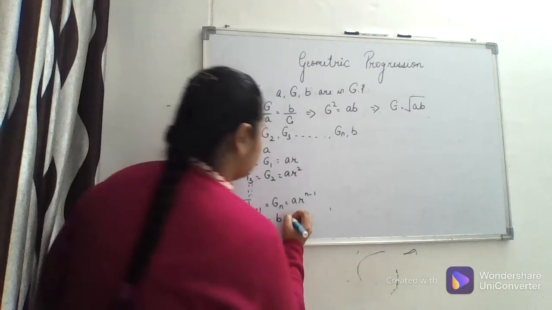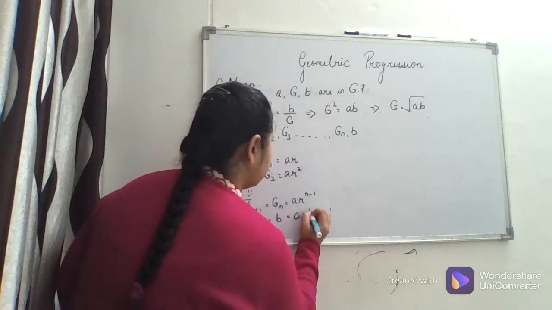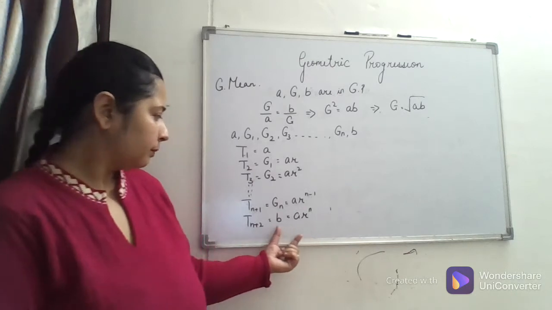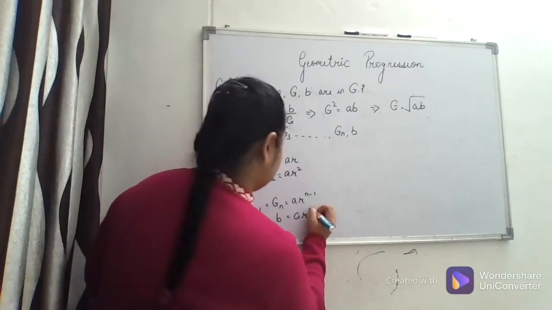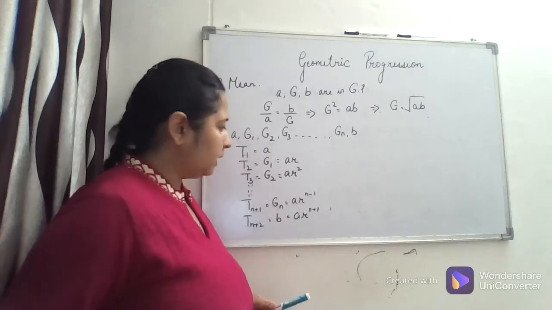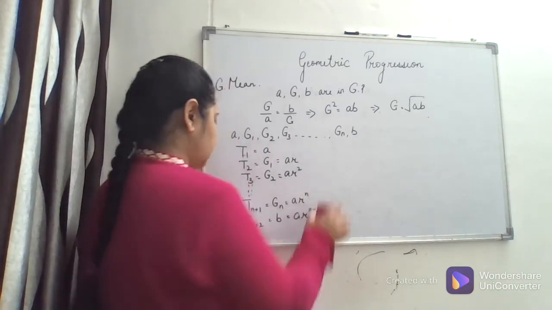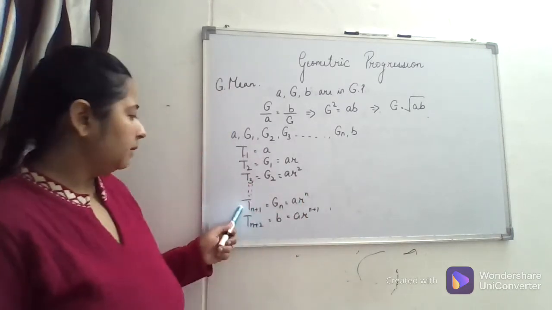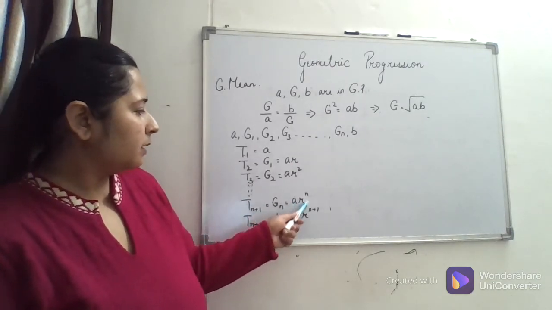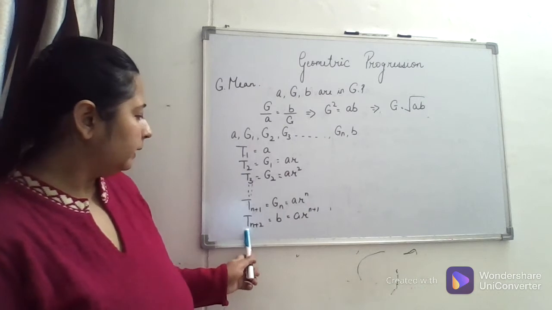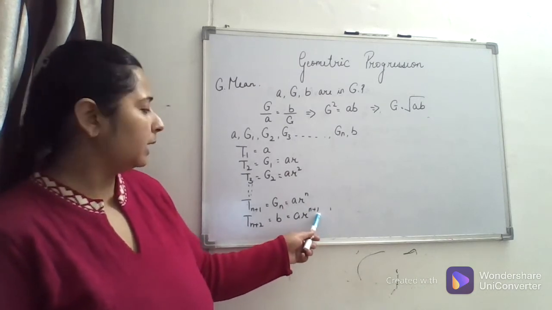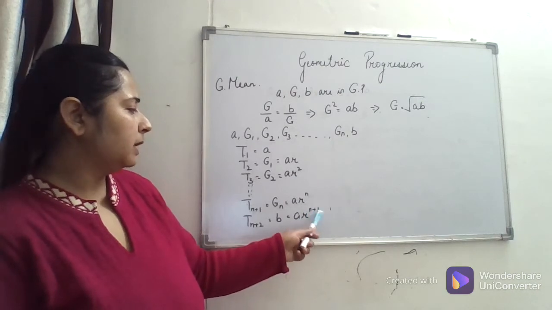That will be AR raised to power n. Clear this much? T n plus 1 is Gn, that is AR raised to power n, and T n plus 2 will be B, that is AR raised to power n plus 1.